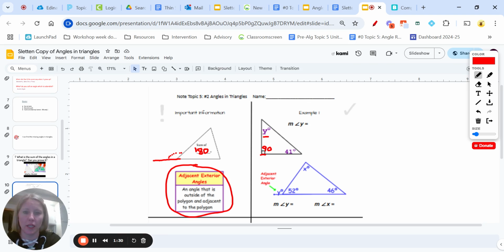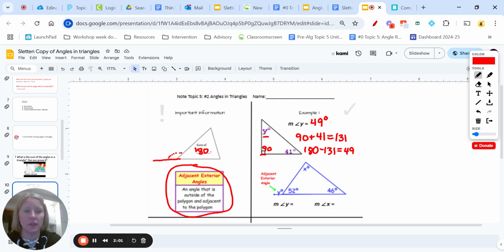So I know that 90 plus 41 plus the missing one are going to equal 180. I'm going to figure out how much the 90 and the 41 are already, which is 131 degrees. Then I have to take that away from 180 to figure out what the leftover part is, which is 49 degrees. So y would have to be 49 degrees.